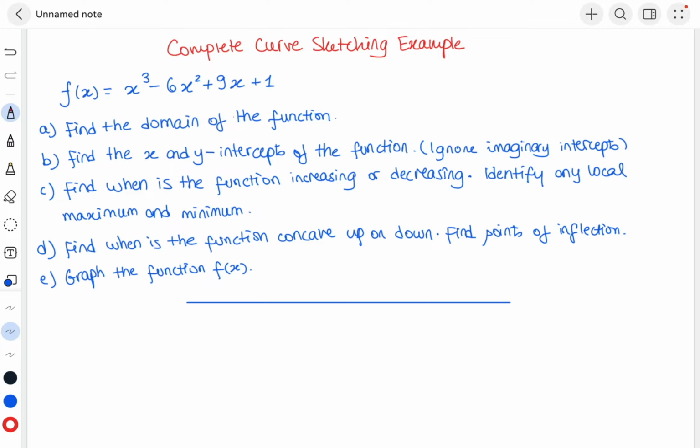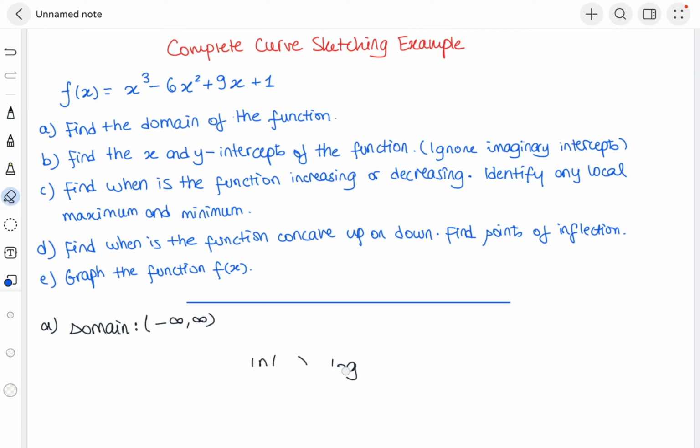Now the first thing is we need to find the domain of our function. Usually we have some conditions whenever we have a radical in our function or a fraction. In that case we don't have any of it, and we don't have any natural ln or log either. That's why our domain will be from negative infinity to infinity.